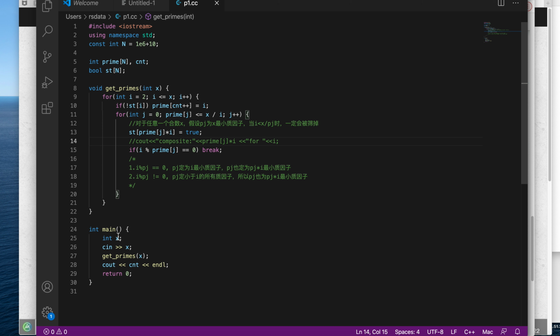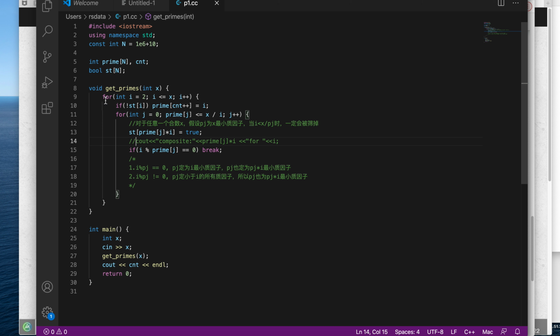Given a number x, basically you try to get all the primes up to x, and then output the number of primes there. The key idea of achieving this in linear time is here in this subroutine, get primes up to x.